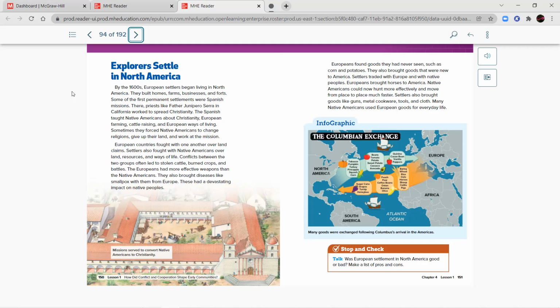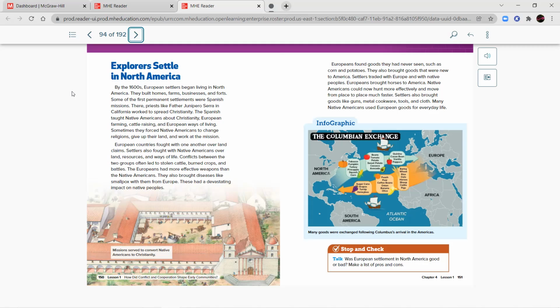Europeans found goods that they had never seen, such as corn and potatoes. They also brought goods that were new to America. Settlers traded with Europe and with the native peoples. Europeans brought horses to America. Native Americans could now hunt more effectively and move from place to place much faster. Settlers also brought goods like guns, metal cookware, tools, and cloth. Many Native Americans used European goods for everyday life.